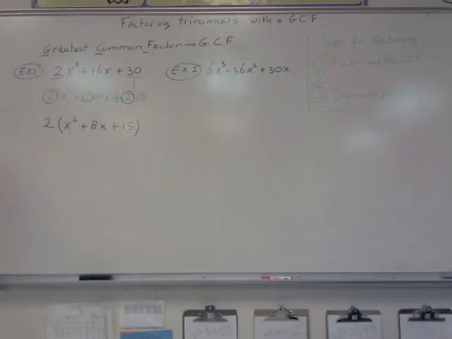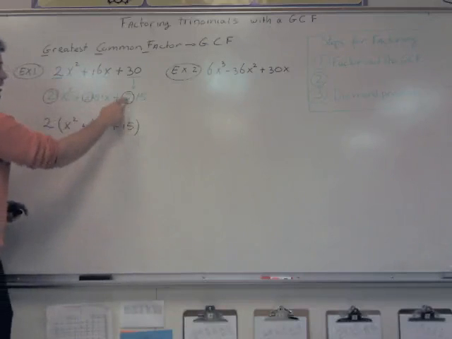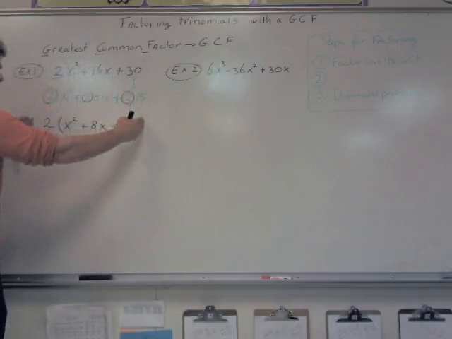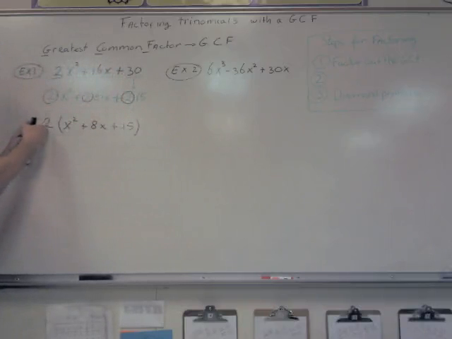Now you can always check if you did it right, because if we distributed, 2 times x squared is my 2x squared, 2 times 8x is my 16x, and 2 times 15 is the 30. So we didn't really change anything. We just took the trinomial and wrote it differently, where we factored out the greatest common factor of 2.